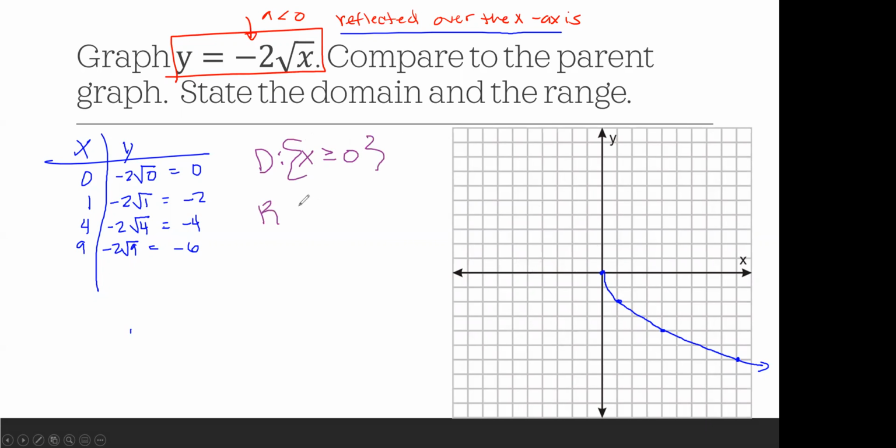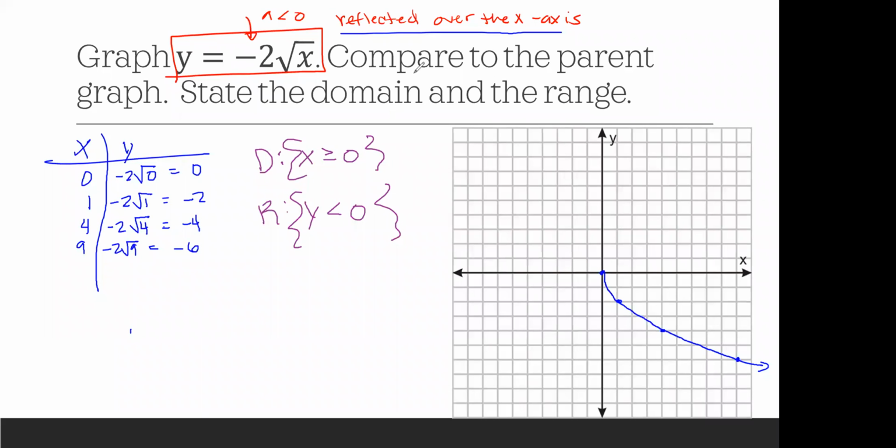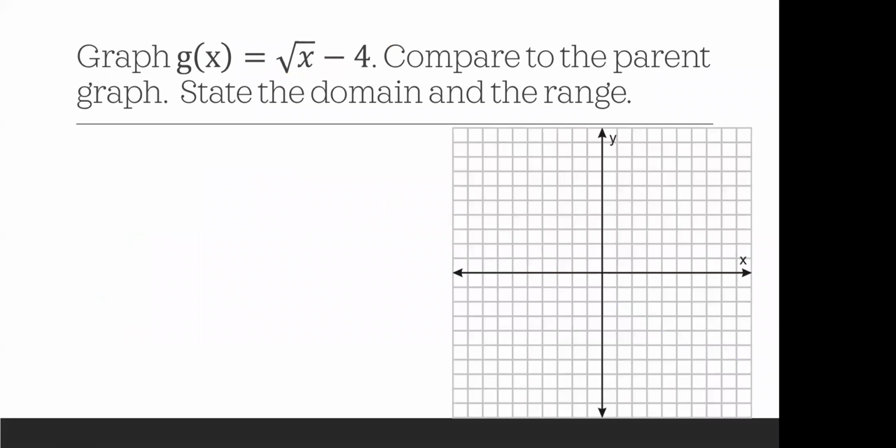And then for the range, those are our y values. It's got to be less than 0. Okay, so y is less than 0. There are no positive values on this graph here. Okay, sorry, this is y is less than or equal to 0, because y can be equal to 0. We got that on the first point here. Okay, all right, so let's take a look at another one of these.